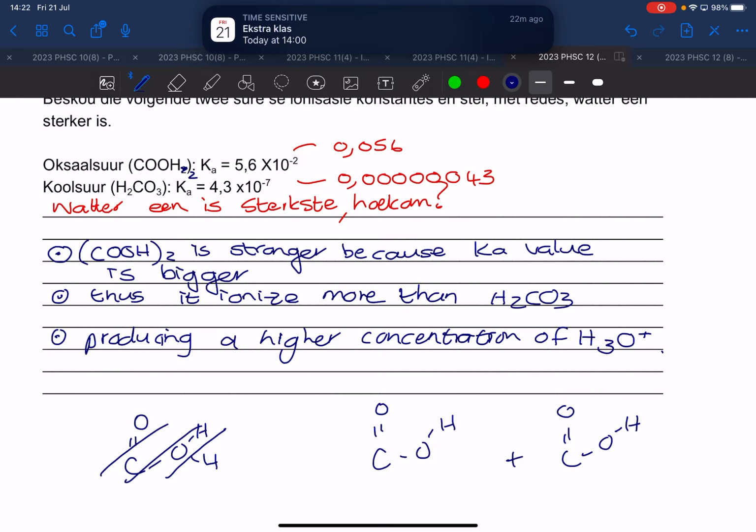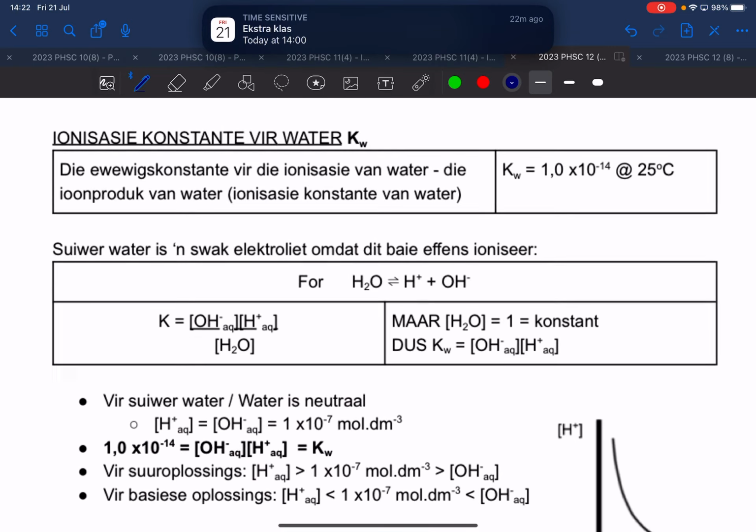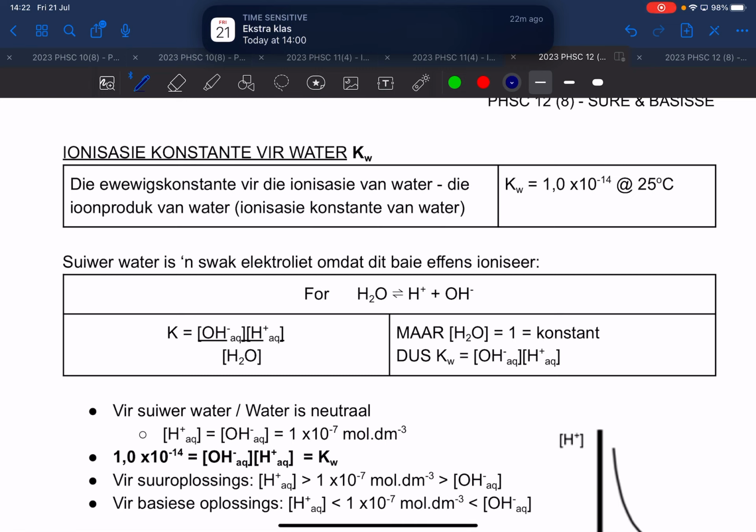Almal fine. Okay. Right. Now we're going to look at the ionization constant for water. This is a very important concept to understand for calculations, vir berekening. Die ionisasiekonstante vir water, and that is Kw. Okay. So on the right hand side, this is not the definition. On the right hand side, you have the equilibrium constant for the ionization of water. Die ewigheidskonstante vir die ionisasie van water, and we also call it the ionic product of water, die ionproduk van water. Okay.